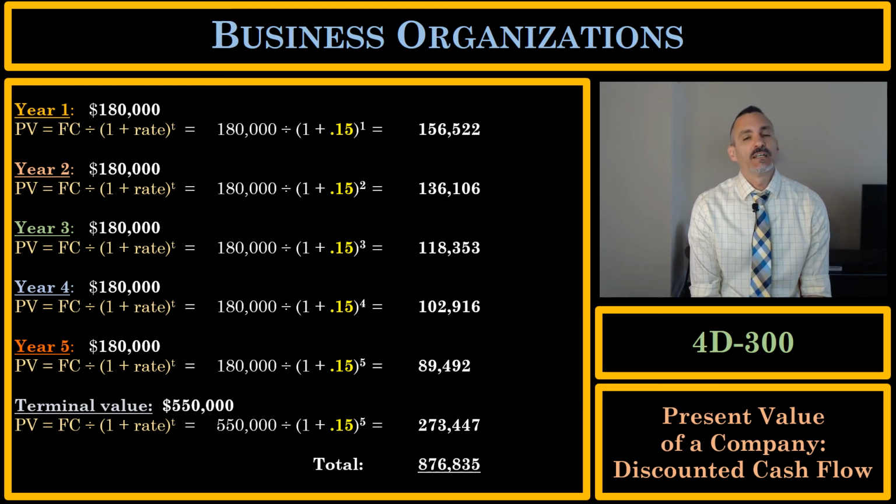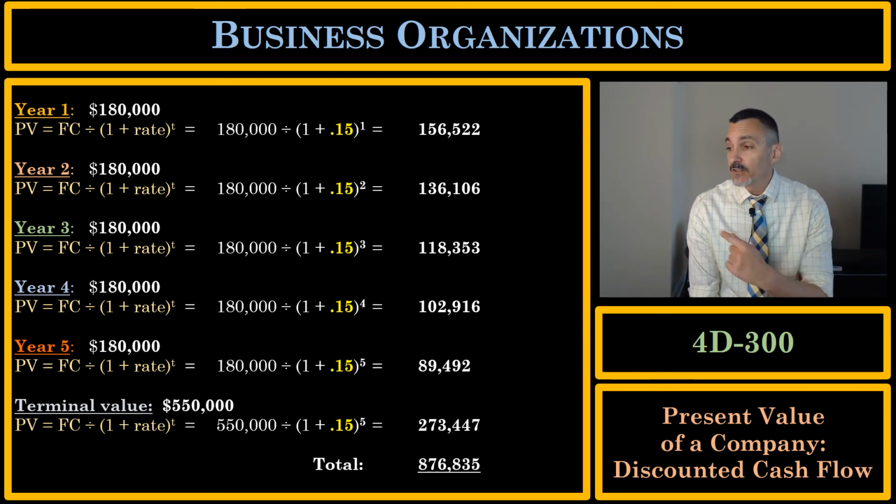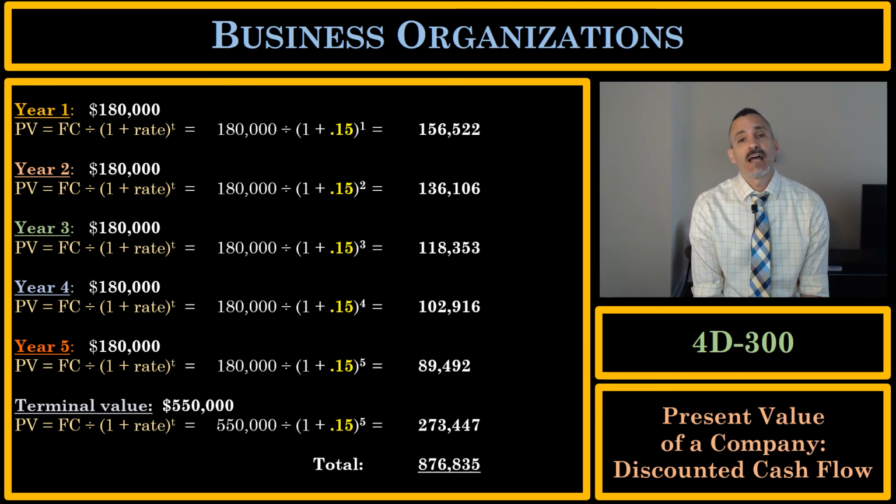So what's the value of the company? Assuming I want a 15% return, assuming we're going to have these cash flows each year for the next 5 years and a terminal value of $550,000, then the present value of this company is $876,000 and change. And that's just the starting point, right?